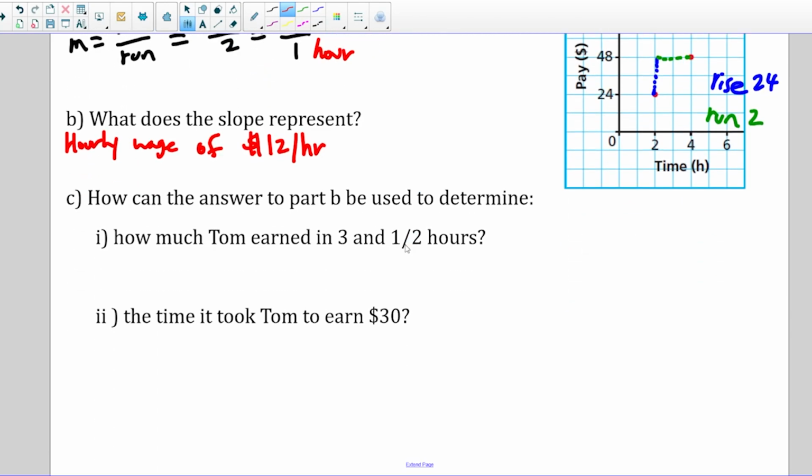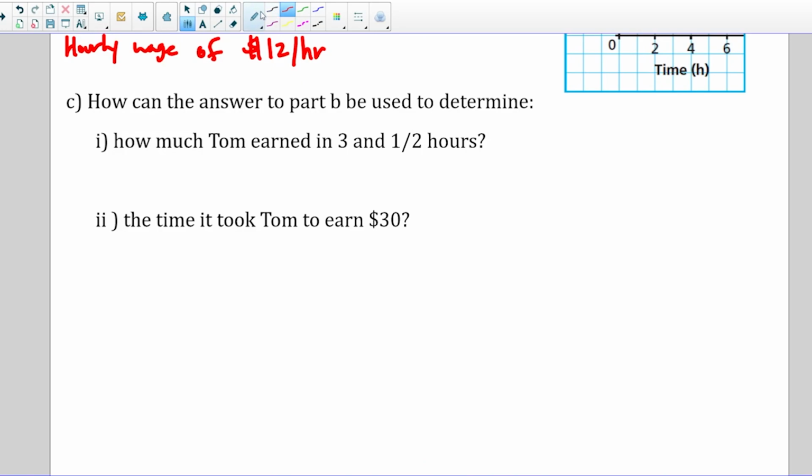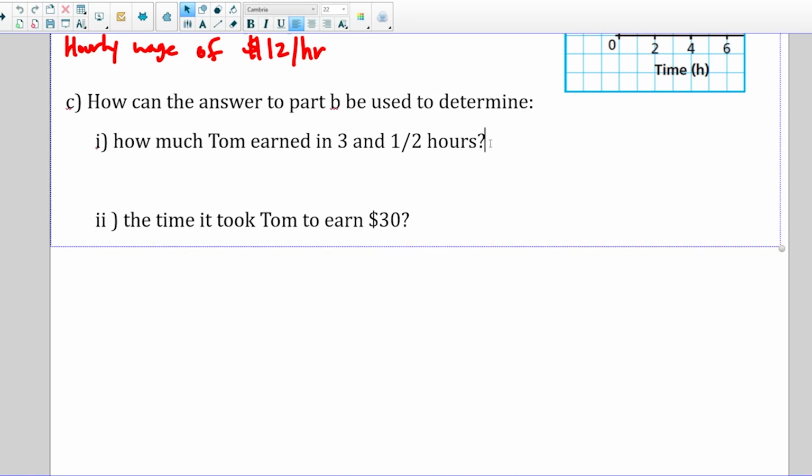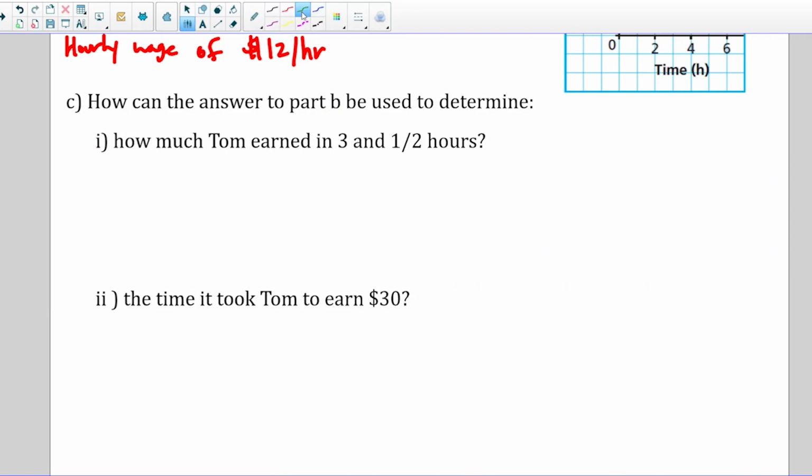Now, how can the answer to part B be used to determine how much he earned in 3.5 hours and the time it took for him to earn $30? So again, just like the previous example with Yvonne, we are going to set up a couple of proportions to help us figure this out. So I'm giving myself a little bit of space here. Since I know that his hourly pay is $12 per 1 hour, we're trying to figure out how much he has earned per 3.5 hours.